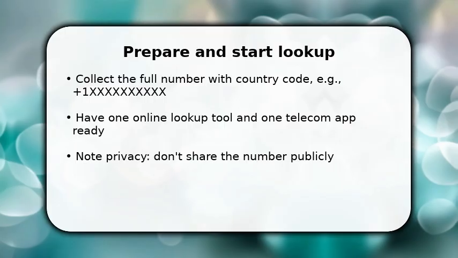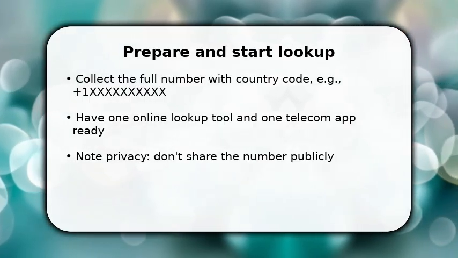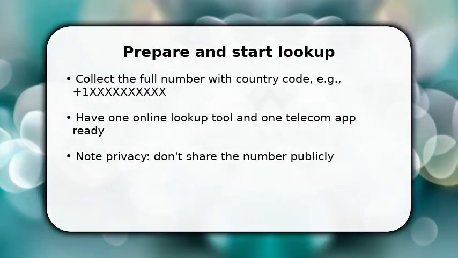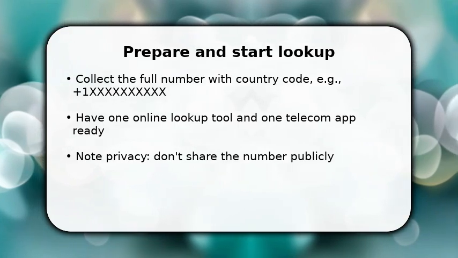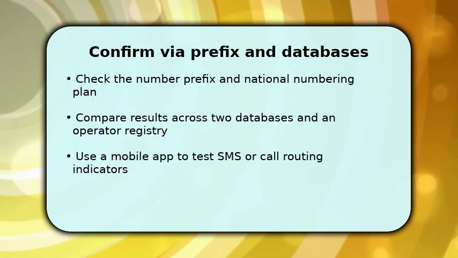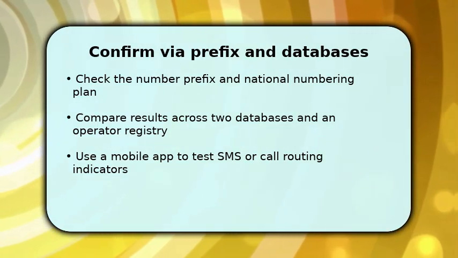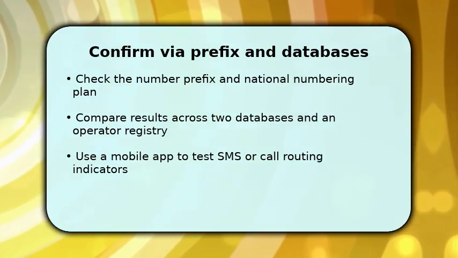Make sure to note whether the result shows a mobile, VoIP, or landline designation, because that affects the next verification step. Now validate the prefix against the national numbering plan. This reveals the originally assigned operator and service type. Use two independent databases to catch ported numbers and reconcile differences.